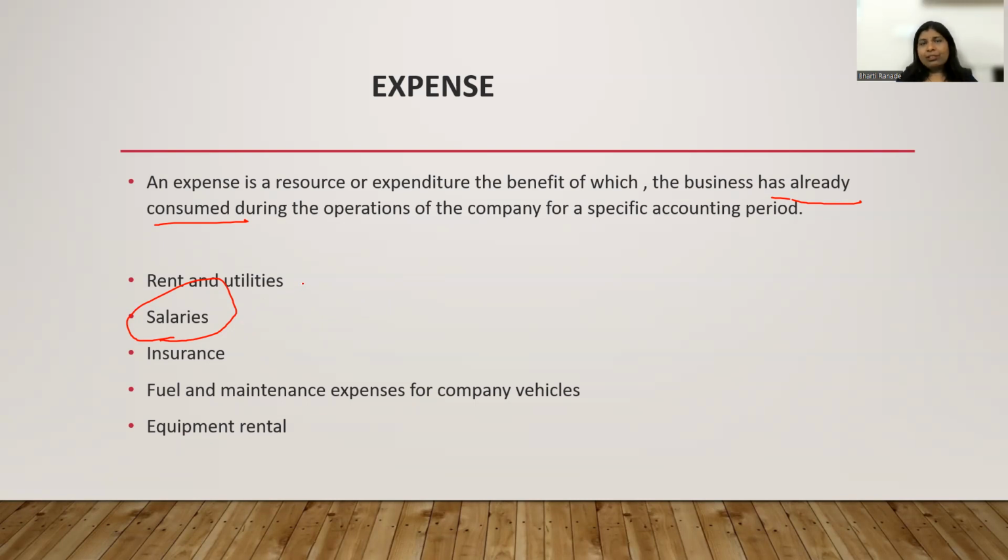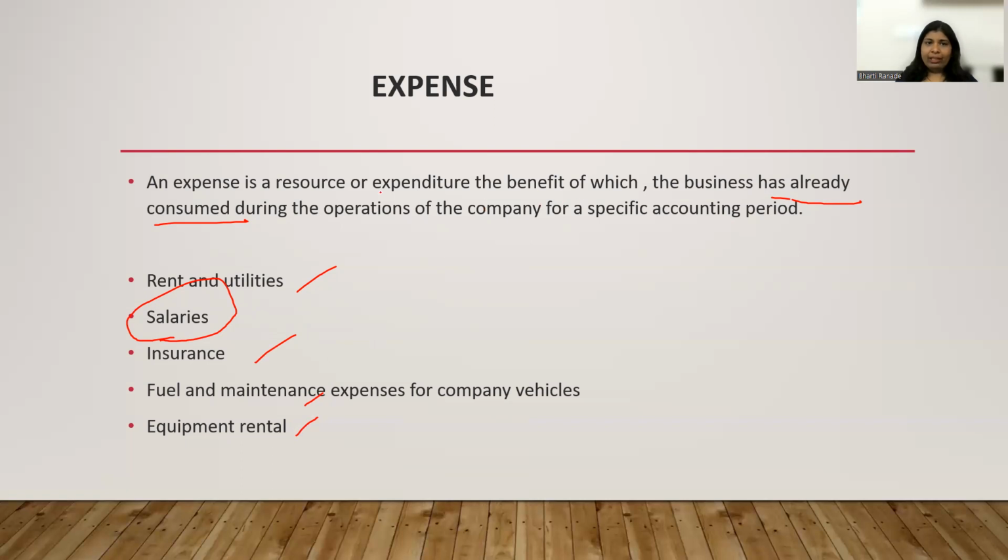So certain examples of an expense: rent, utilities, salaries, insurance, fuel and maintenance expenses of a vehicle, equipment rental. If I am taking any equipment or plant and machinery on rent and I am paying the rent to that another company for using that equipment, then I am going to call it an expense, right?